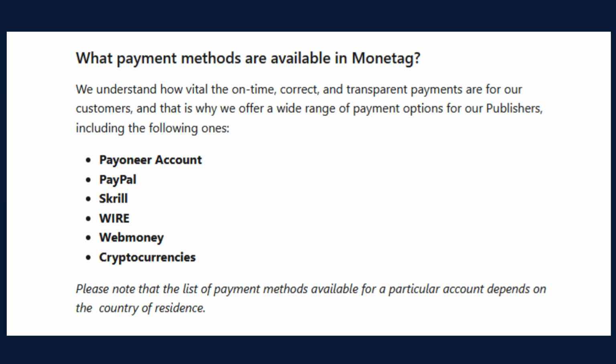These are the payment methods. You can withdraw with a Payoneer account, PayPal, Skrill, Wire, WebMoney, and cryptocurrency. It depends on your country, and one of the beautiful things is that Monetag is available to all countries. If you're in the US, you can use a PayPal or Payoneer account. If you're in Africa, you can use a Payoneer account, or you can use cryptocurrency. Cryptocurrency is very easy: you just attach your cryptocurrency wallet and then you get paid.